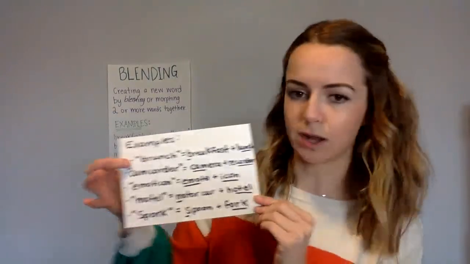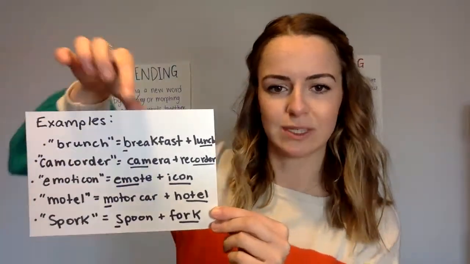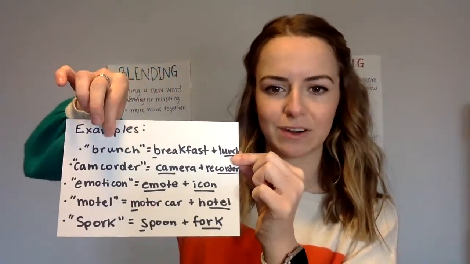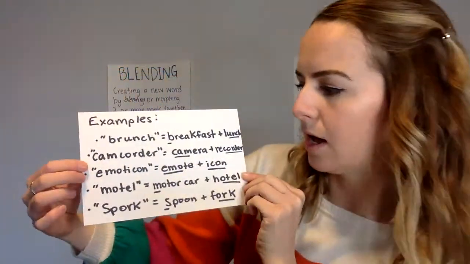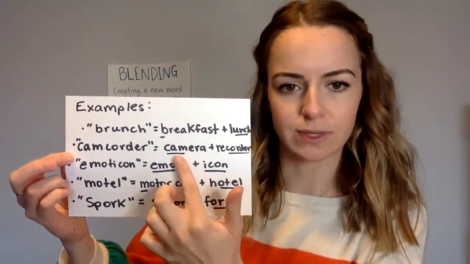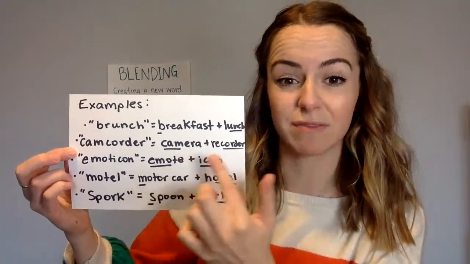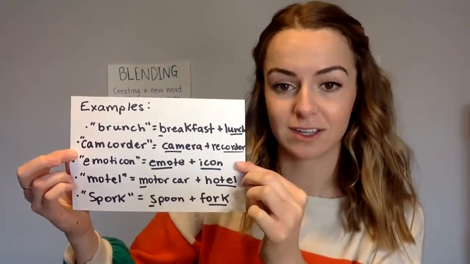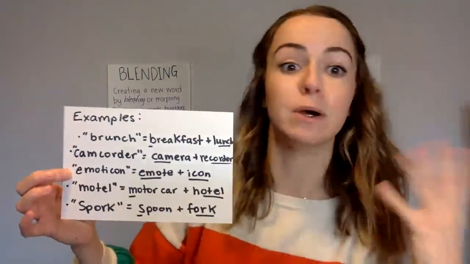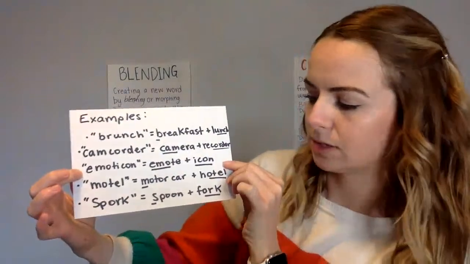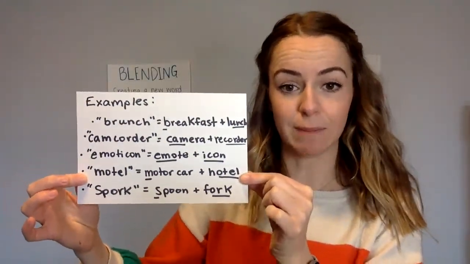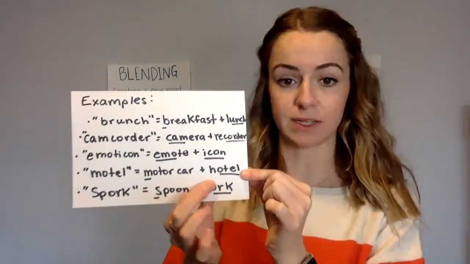So here's some examples. The first one I have is brunch, and that is breakfast plus lunch. You see I'll underline the letters that they use to create the new word. Okay. The next one is camcorder. They use camera, so they use cam and recorder. You see that there's a lot of clipping going on here. Okay, emoticon, or like an emoji, they use emote plus icon. Down here, motel, a motel is a motor car plus a hotel.